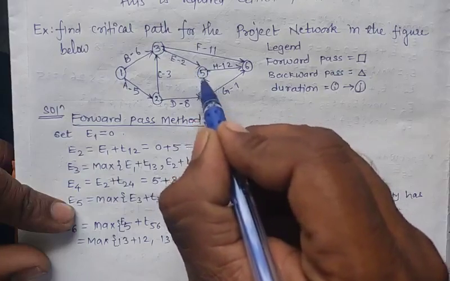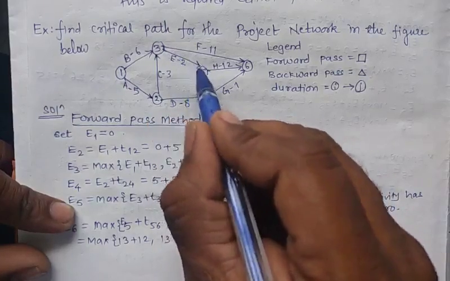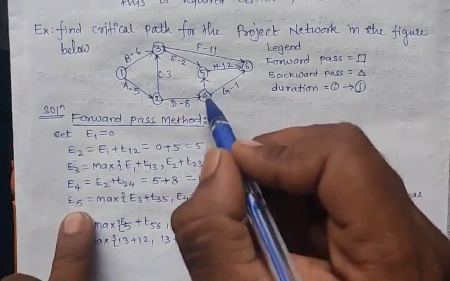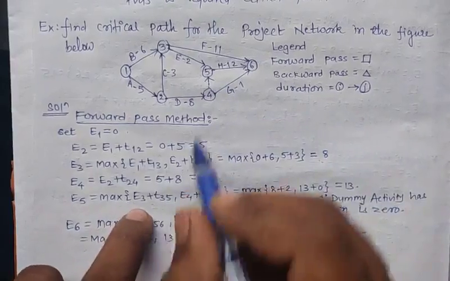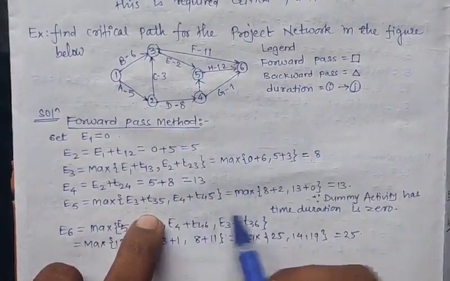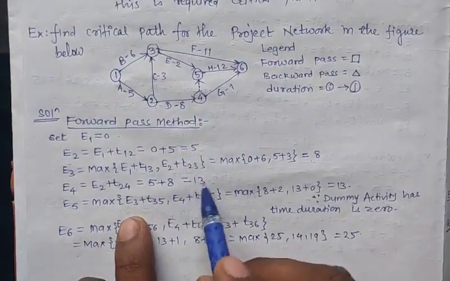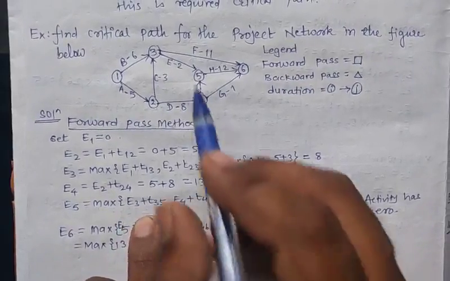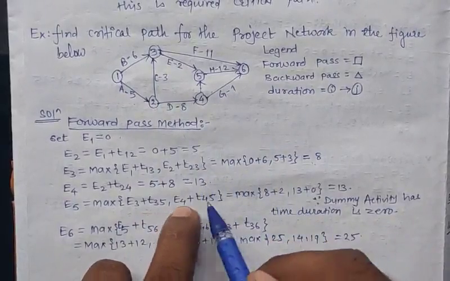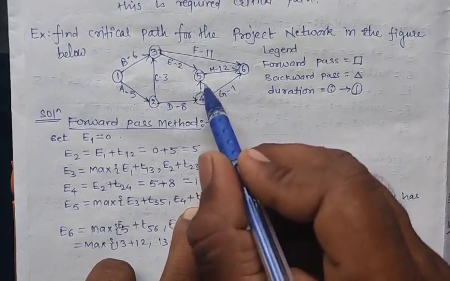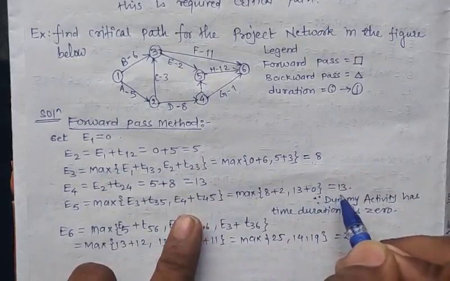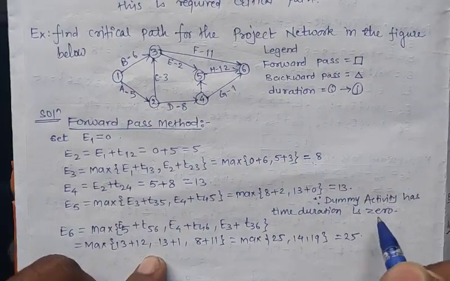Now E5 has two incoming arrows, from E3 and from E4. But here 4 to 5 is a dummy activity. Now we will write the maximum of E3 plus T35 and E4 plus T45. So the maximum of E3 has value 8 plus T35, which has distance 2, so 8 plus 2, comma, E4 has value 13 plus T45, because this is a dummy activity, so the distance will be 0. So the maximum between the two will be 13. This dummy activity has time duration 0.